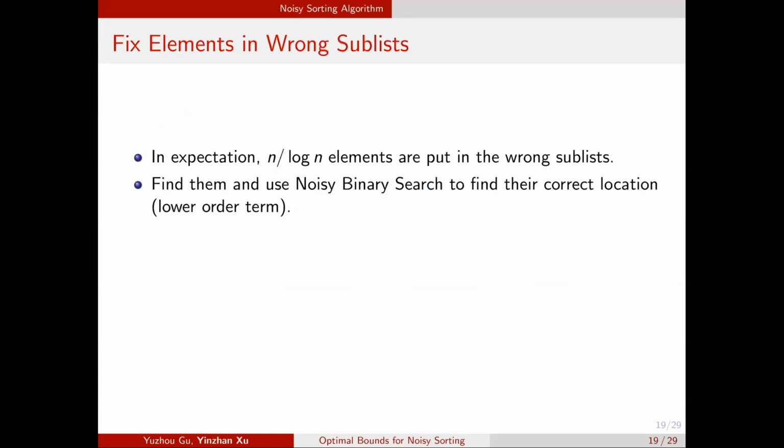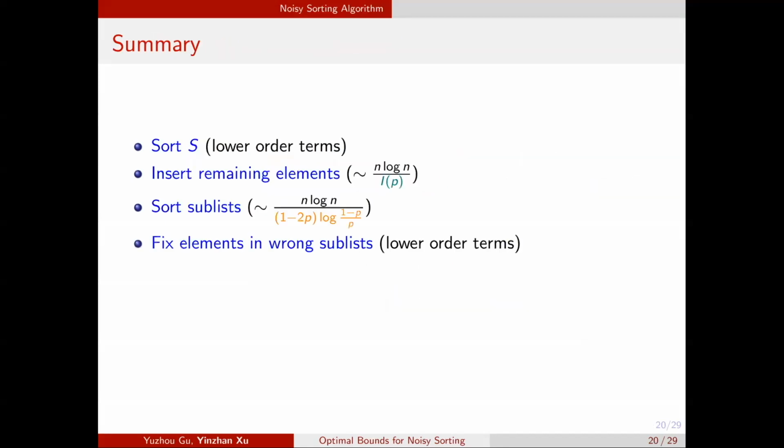Finally, we just need to fix elements that are in the wrong sublists. Recall that in expectation, only n over log n elements will be put in the wrong sublists. And so we can find them and use noisy binary search to find their correct location. And because the number of elements is small, the cost of this step will end up being a lower order term. So after this step, the array will be correctly sorted.